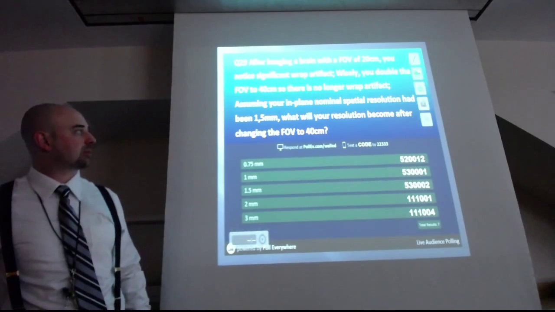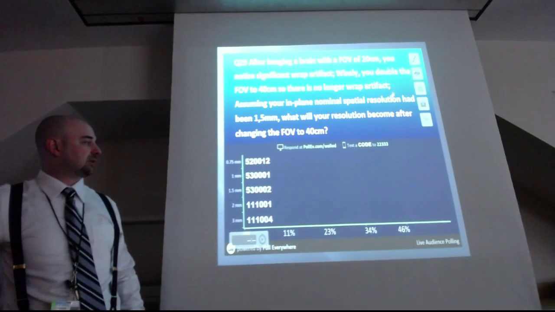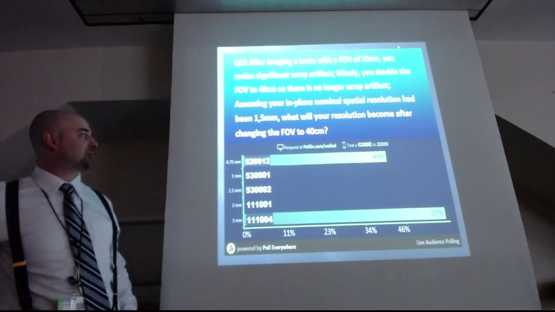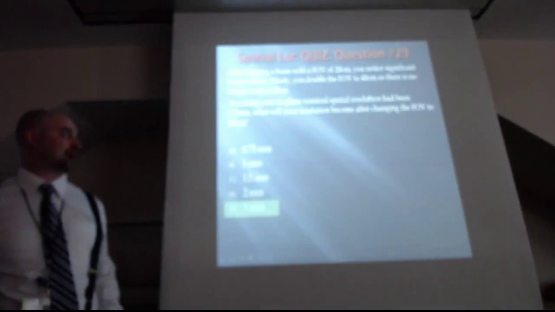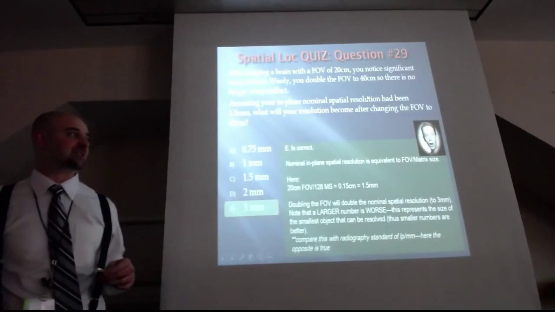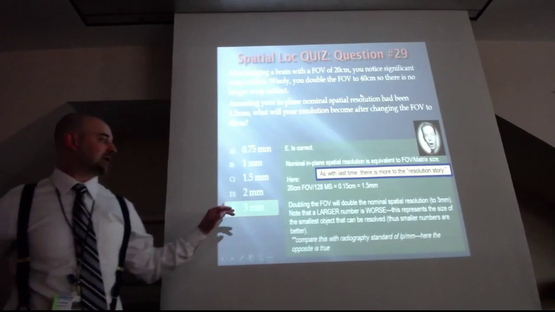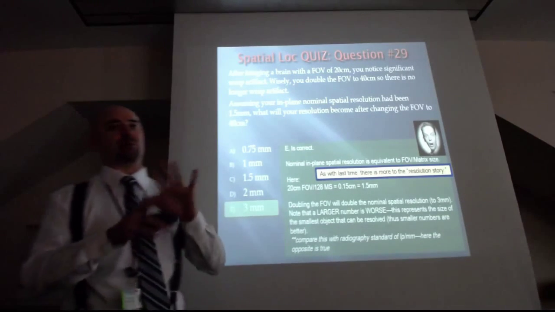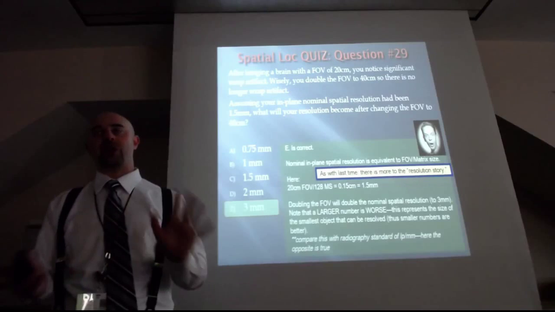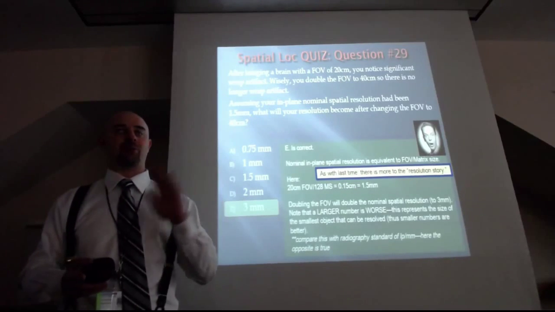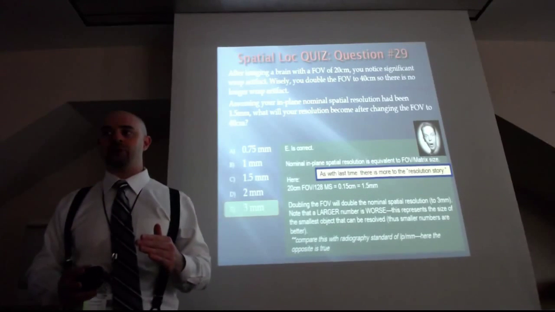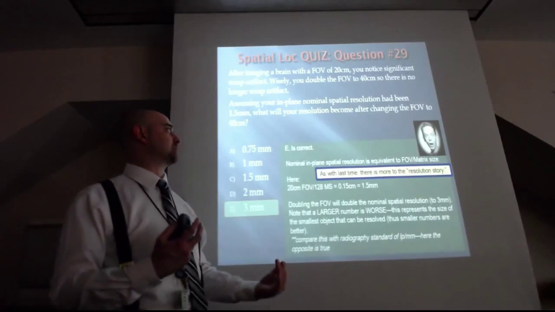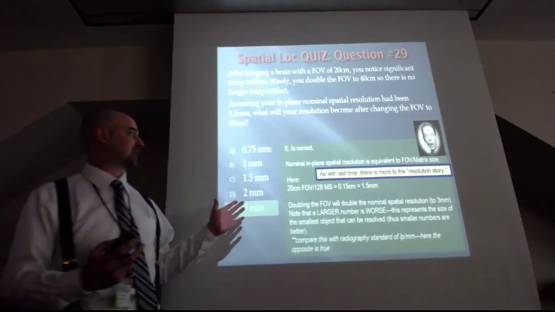Let's see what people said. Ooh, a 50-50 tie between doubling and halving. Well, I'm glad that happened because this is kind of confusing. Now, let's go through this slowly. There's a couple ways to approach this. If you double your field of view, your resolution is going to get worse. So you know your resolution should be worse. Forget the factor or whatever.